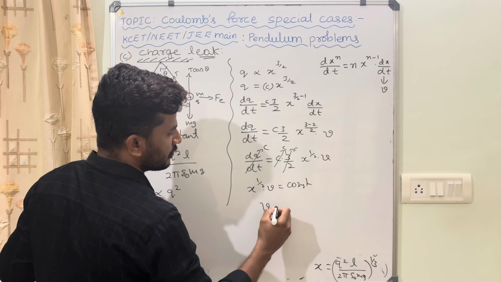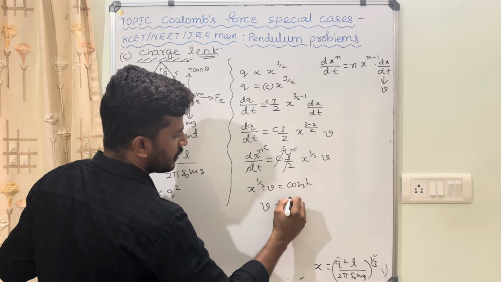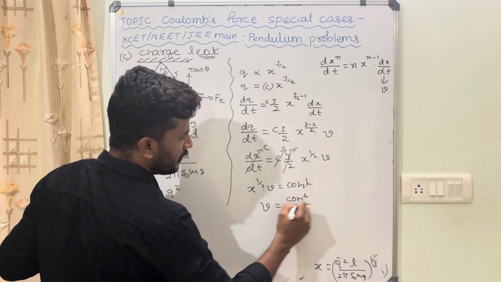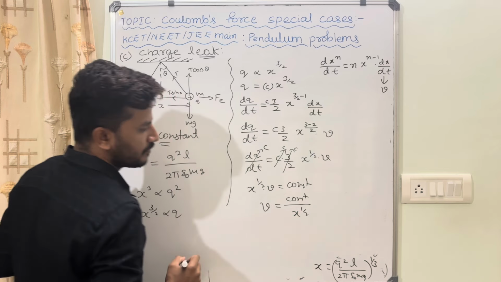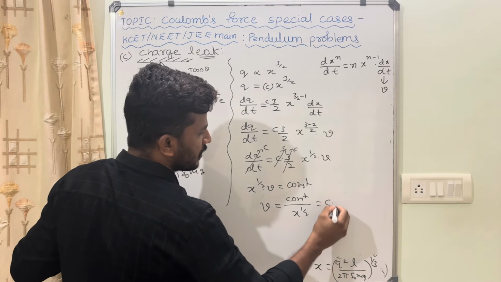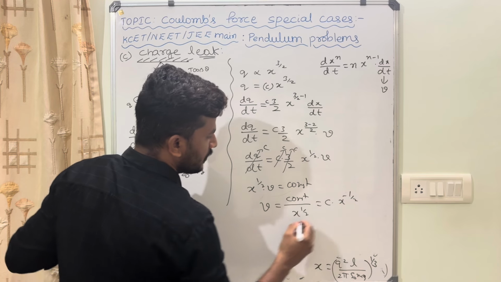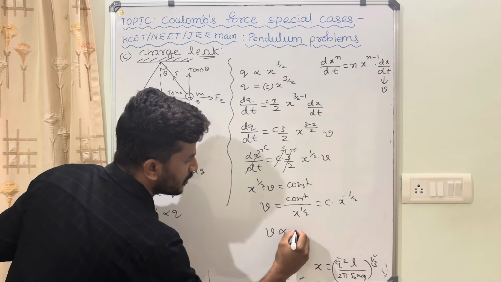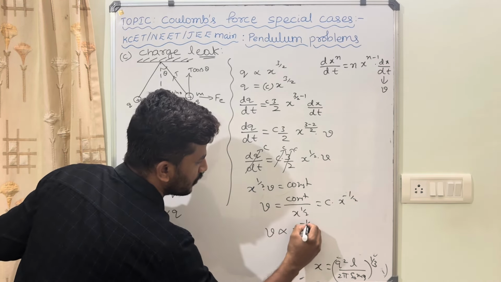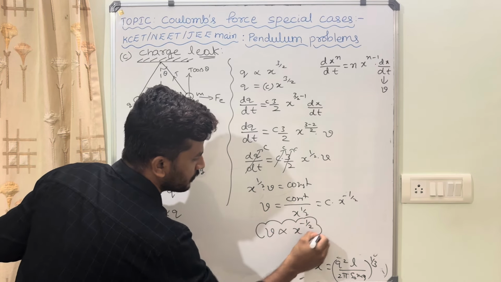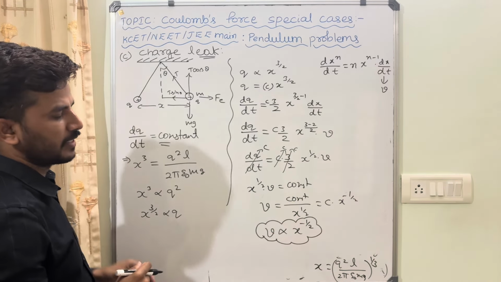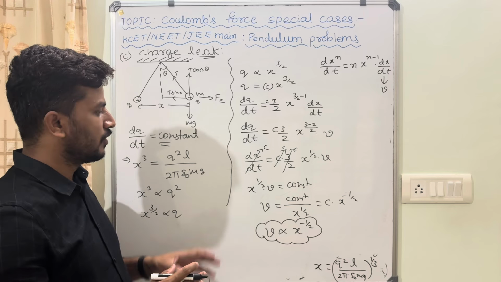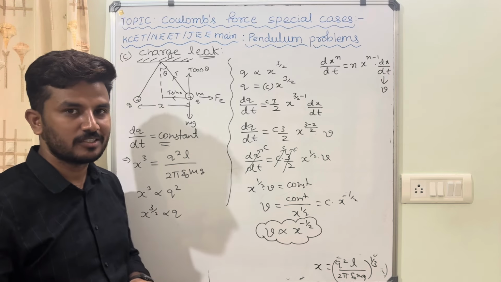So the velocity is equal to a constant divided by x power 1 by 2, that is, some constant into x power minus 1 by 2. The velocity with which the bobs approach is directly proportional to x power minus 1 by 2. Correct? Yes or no? So this is about the charge leakage.